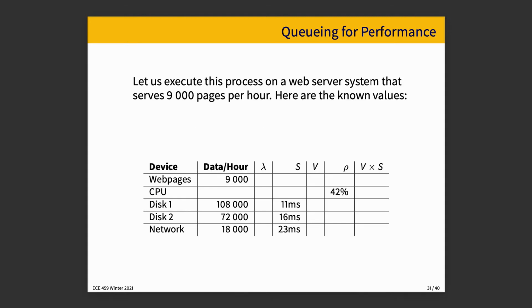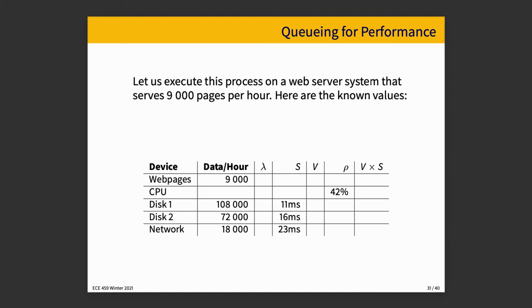So we'll start with this as our known data. We have a web server. It serves 9,000 pages per hour, and our known values are this. Every hour, there are 9,000 web pages served. The average utilization of the CPU is 42%. There are 108,000 hard drive accesses, each of which takes, on average, 11 milliseconds. There are 72,000 accesses to a second hard drive, which on average takes 16 milliseconds. And there are 18,000 network accesses, each of which takes about 23 milliseconds on average.